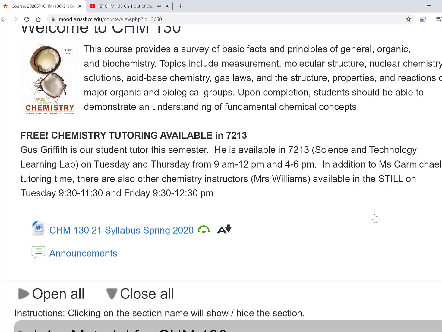I need to go over significant figures. I need some help with balancing equations. He has more problems to help you with. He is in the Still. So the Still is that small computer lab upstairs, 7D213. He's here on Tuesday and Thursday afternoons, late.